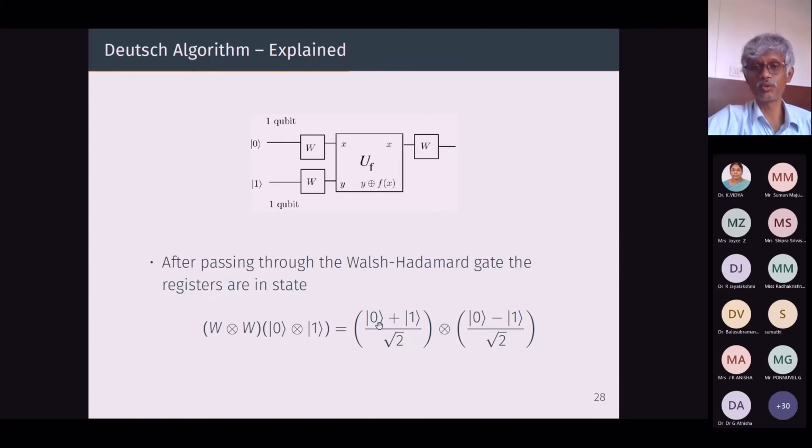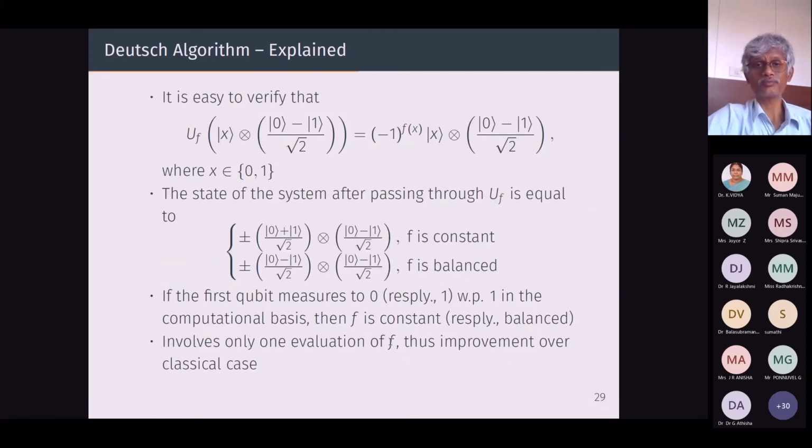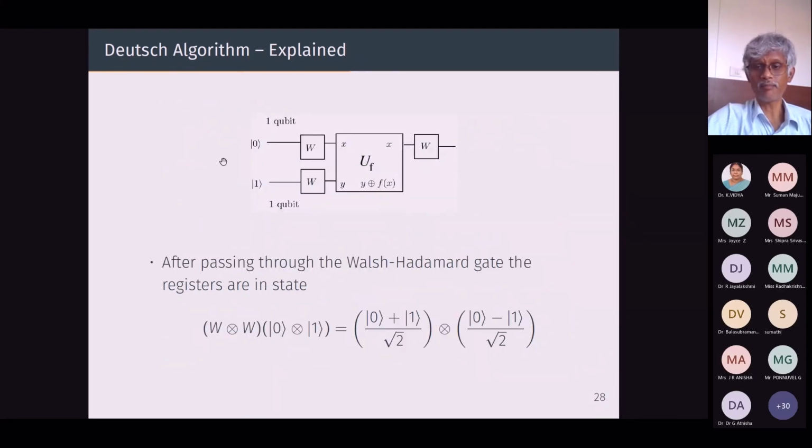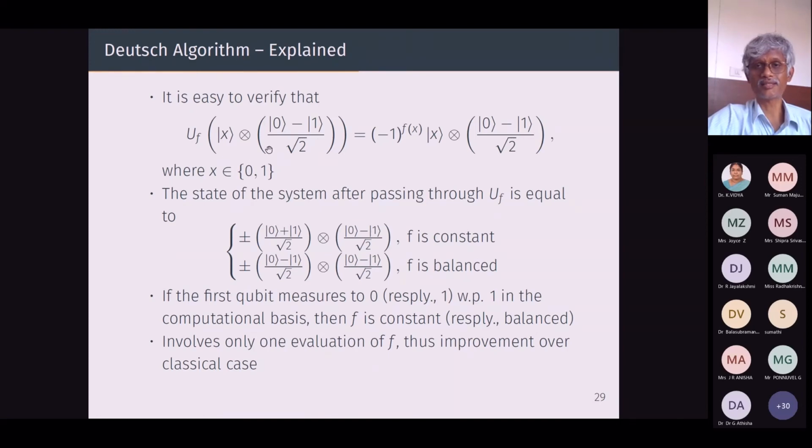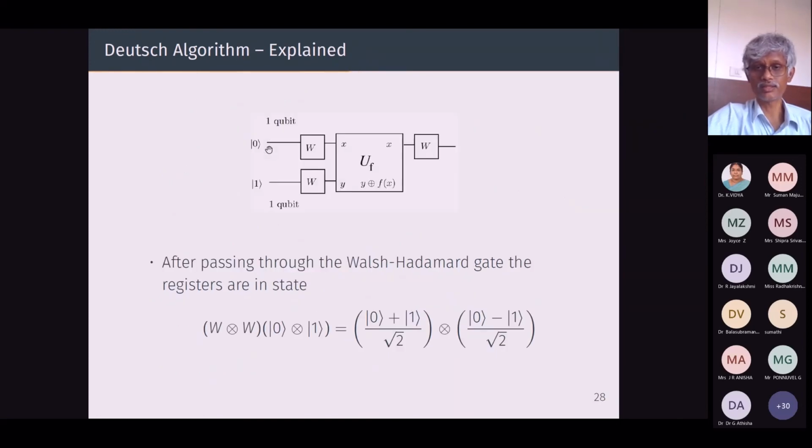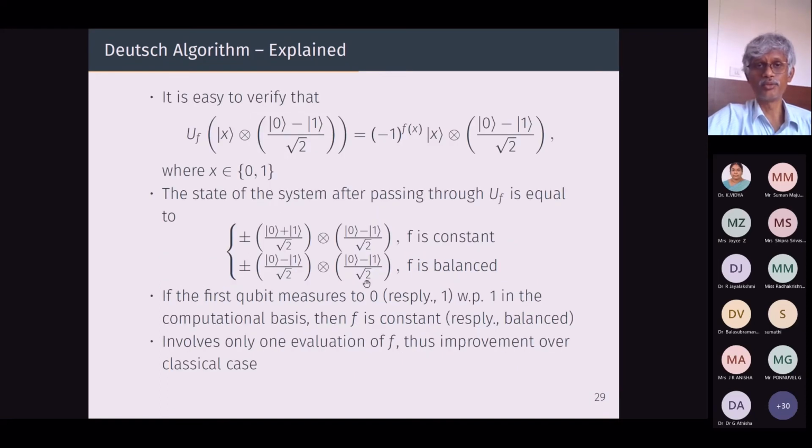So ket 0 will go to (ket 0 plus ket 1) by square root of 2, and ket 1 will go to (ket 0 minus ket 1) by square root of 2. So you take the tensor product of these two things. It is easy to verify that if you then take this and apply UF to it, I'll just leave this as an exercise for you. Take the right hand side of this thing, and then apply UF to this.